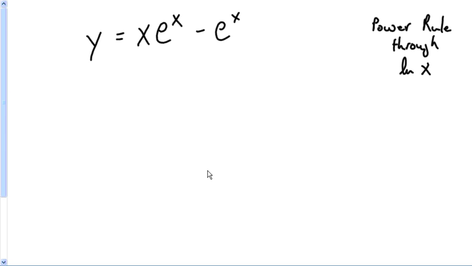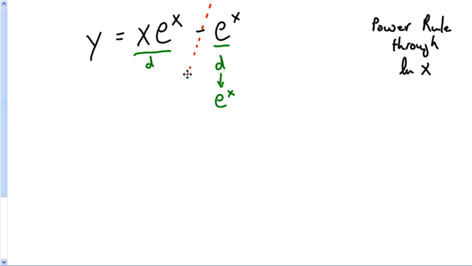Now, first, I want to make sure you notice something. There is a minus in this thing, so these are two terms. We'll look at each of these independently. I'm going to take a derivative of this, and then I'll also subtract the derivative of e to the x, which right off the bat, I love this question because the derivative of e to the x is e to the x. So that's a super easy derivative to take.